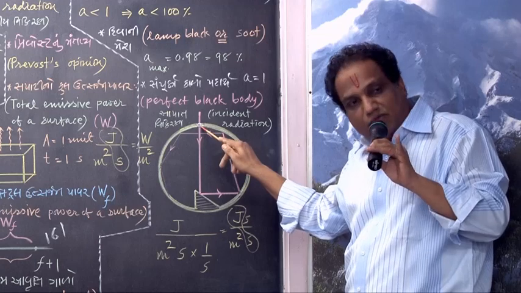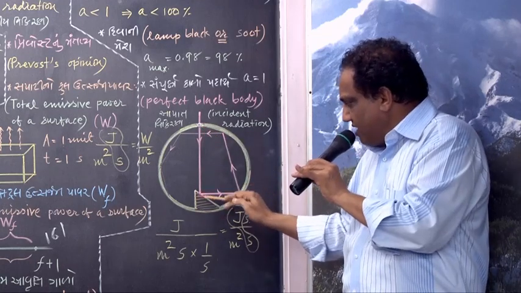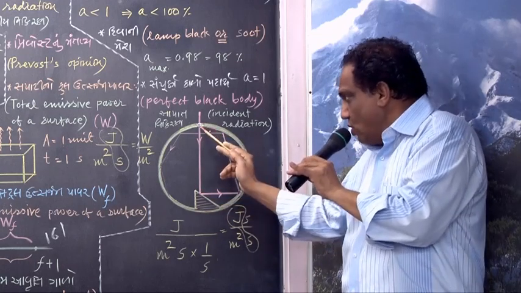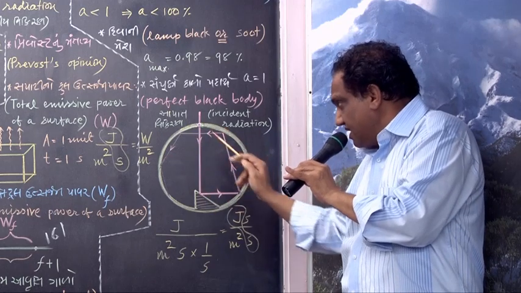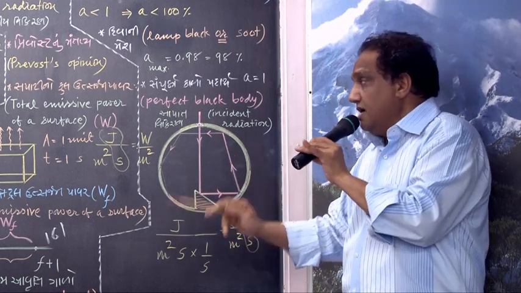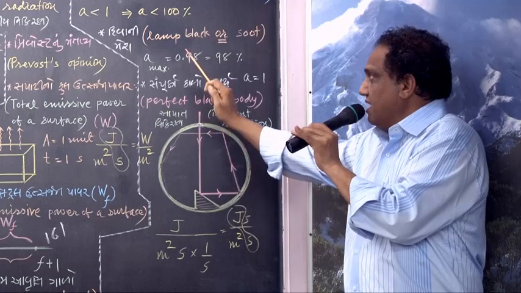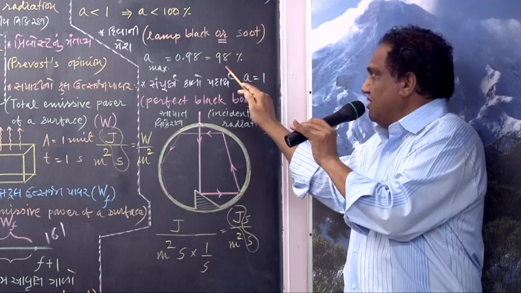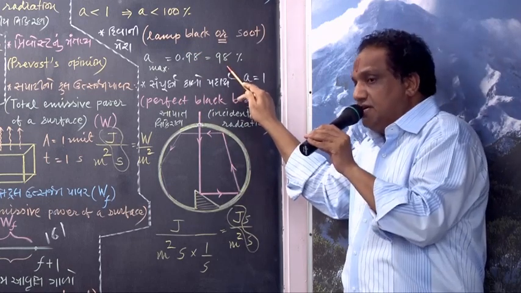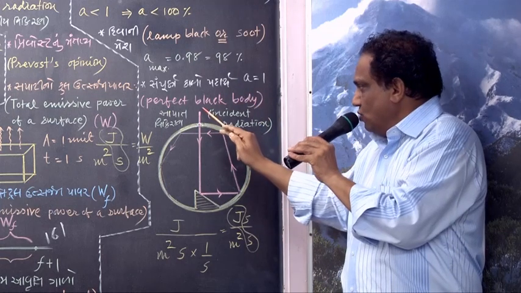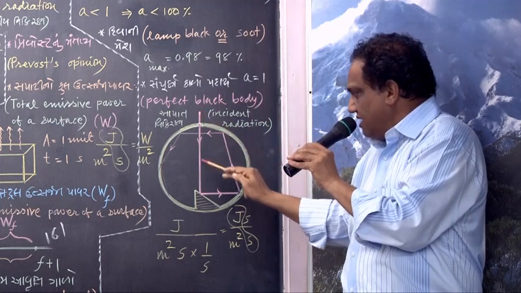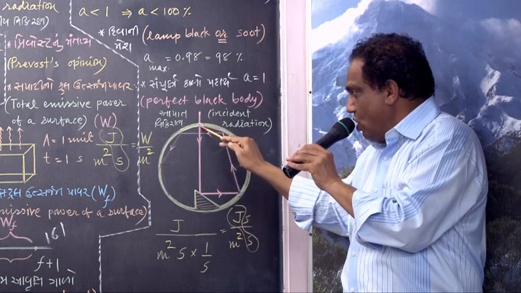And just opposite to that, we have kept one slope, and the whole inside surface is covered by a layer of lamp black, whose absorptivity is 98%. Now look, what I'm going to do now, I'm going to make a radiant energy incident on this hole.